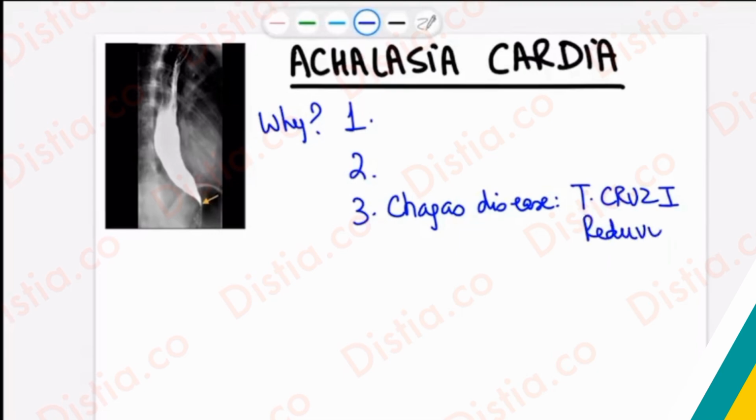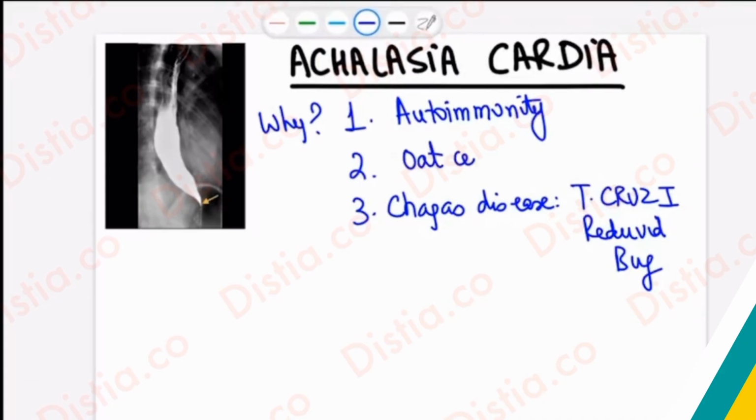So, can you think of a relatively more common cause than Chagas disease? The number one cause for achalasia cardia should be answered as autoimmunity. I have seen most guys casually answer idiopathic, which is not the case. Then it can be a paraneoplastic manifestation with lung cancer.